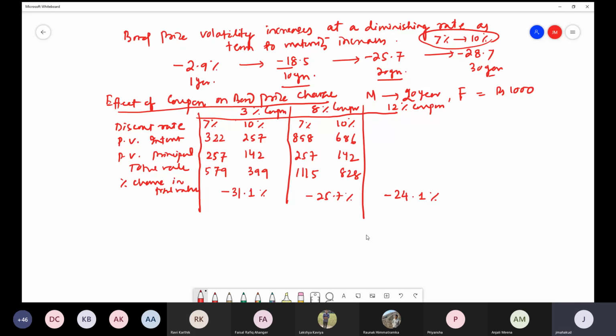Sorry, low coupon rates. So this is another kind of observation we can draw whenever we try to establish the relationship between bond and the coupon rates.